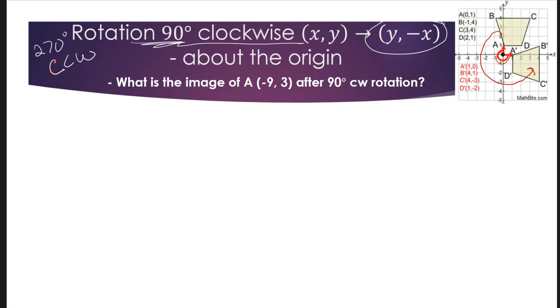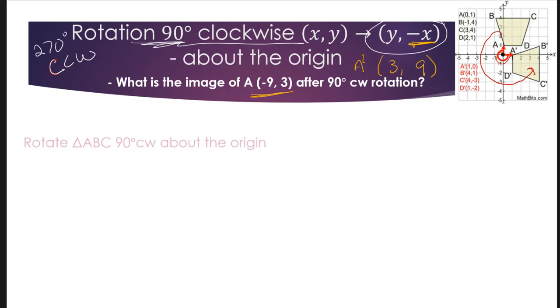So let's look at this. Let's switch first. Again, I like to switch first. So I'm going to say my A prime, if I switch first, I'm going to have 3, -9. That's just doing the switch. Now I have to change the sign. So this is now going to be a +9 here. Again, no sign necessary at all. So my answer would be 3, 9 for A prime.